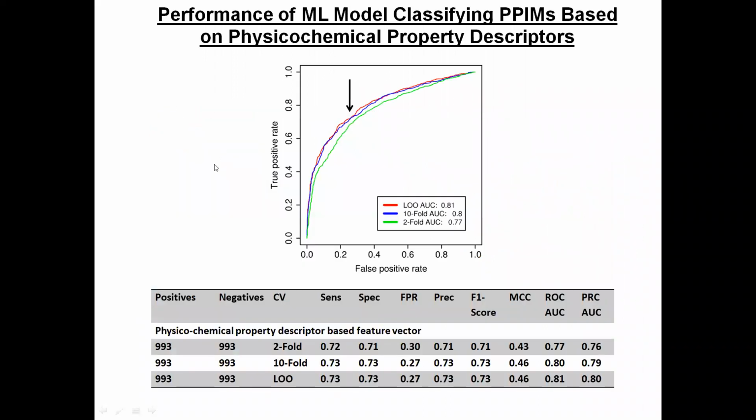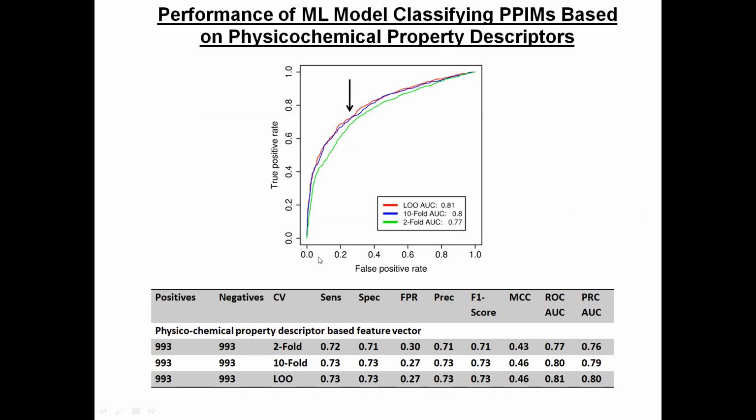So under that context, when we train using the physicochemical property descriptors and a random forest model, what you find is that the best prediction you can probably do gives you an AUC of 0.77 or 0.81, depending on whether you are doing a leave-one-out or a two-fold cross validation. And these are the precision and recall values.